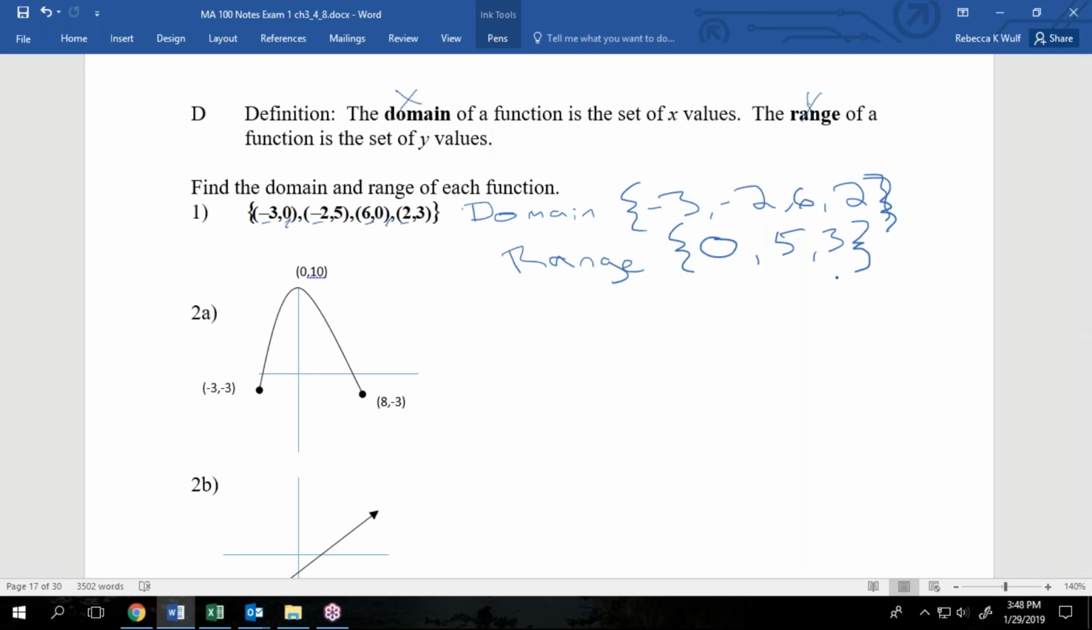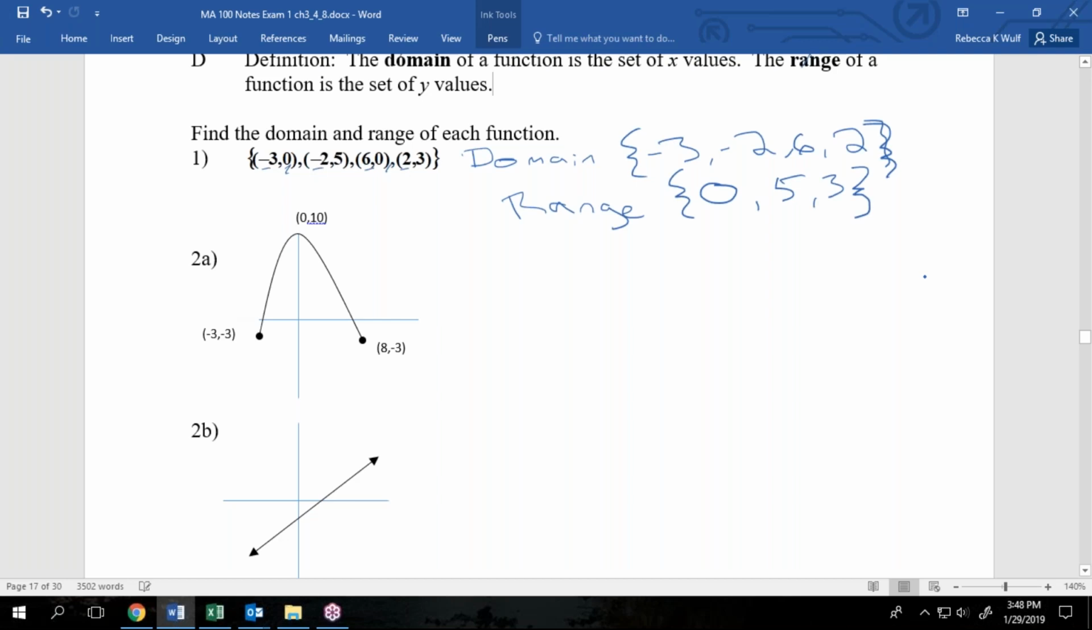Now, most of the time, we aren't going to be looking at just sets of values. So the next 2 examples that I have are graphs. In the first graph, and we don't run into this too much, suppose I have a graph such as this one where it has endpoints. So the graph stops here. So it's restricted. It may have a limited domain and range.